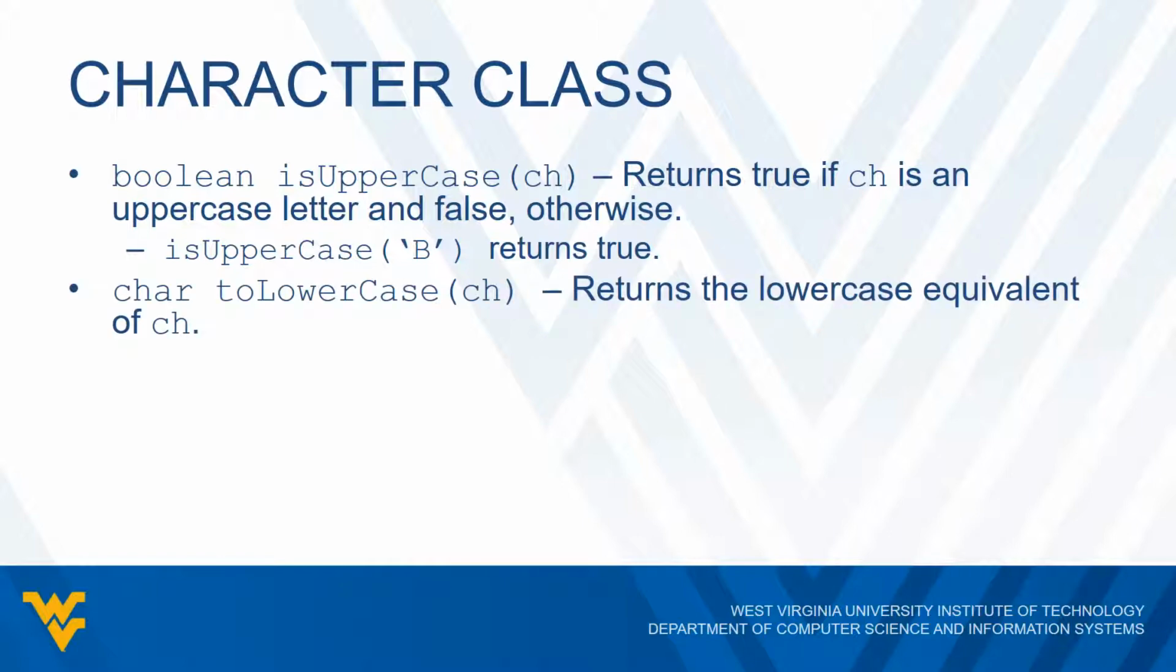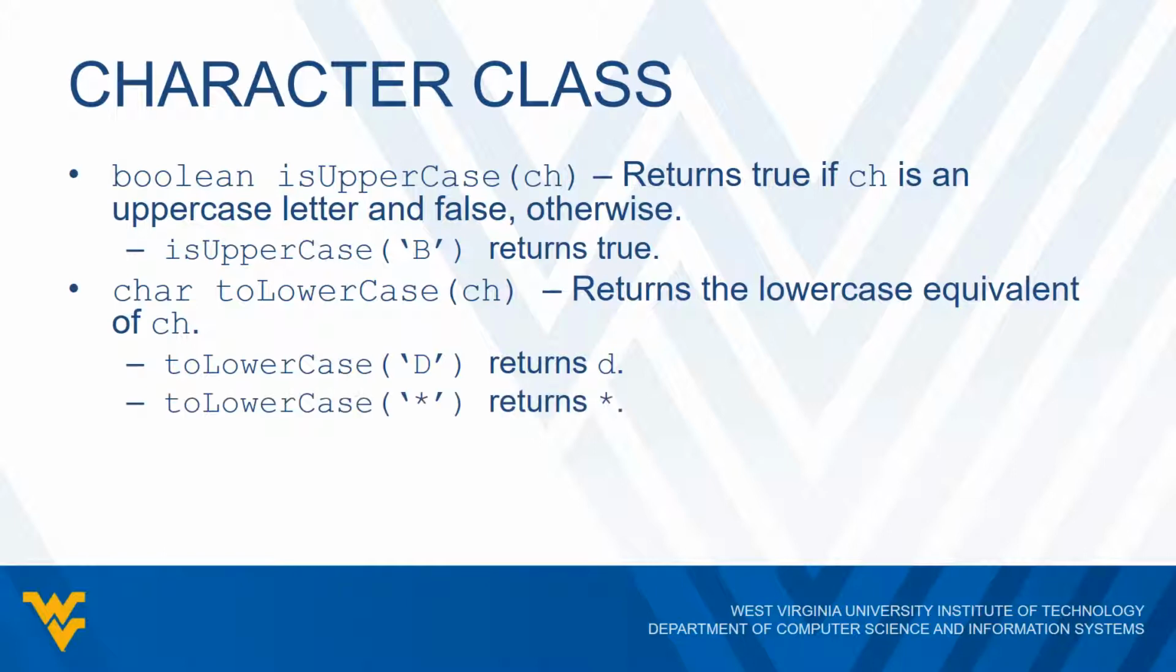The toLowercase method returns a character. It takes the character that's stored in ch and returns the lowercase equivalent of it. So for example, if we pass the capital D, it's going to return a lowercase d. Now, what about non-alphabetic characters like the asterisk? It's just going to return the asterisk. It's just going to return whatever symbol we pass. So if it's not a letter, it's just going to return whatever it is that we sent.